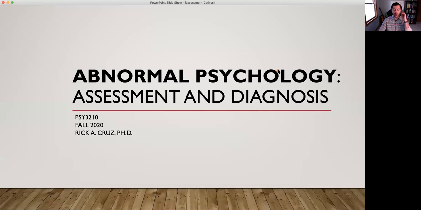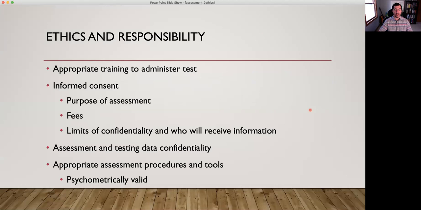Okay, I wanted to say just a brief word about ethics and responsibility in assessment. And we'll get to this a little bit more with diagnosis as well. But in terms of using psychological assessment instruments, there are a few key things to reiterate from the book and expand on a little bit. We have key tenets in our APA ethics code, the American Psychological Association ethics code, and various mental health professions have their own ethics codes that relate to this.